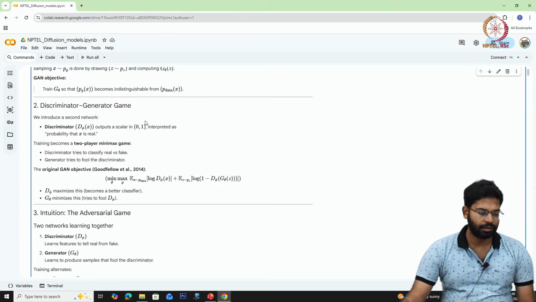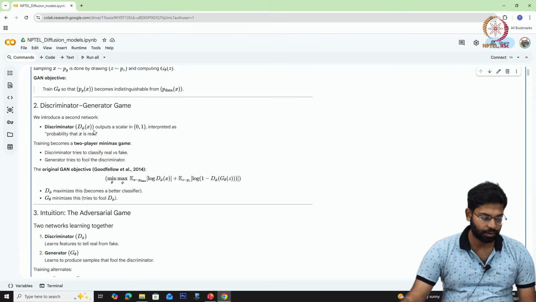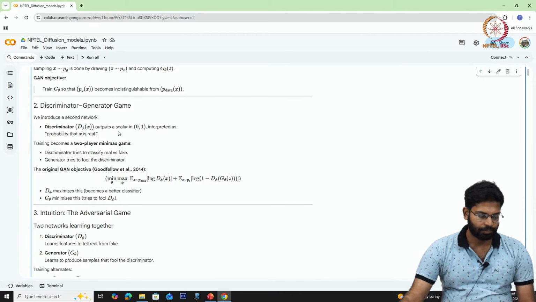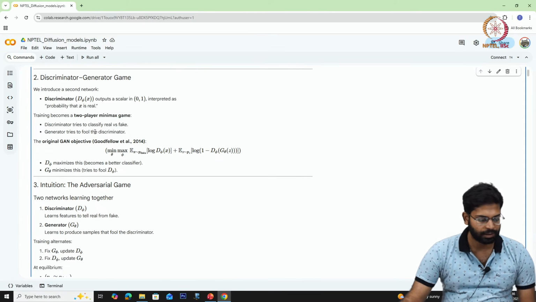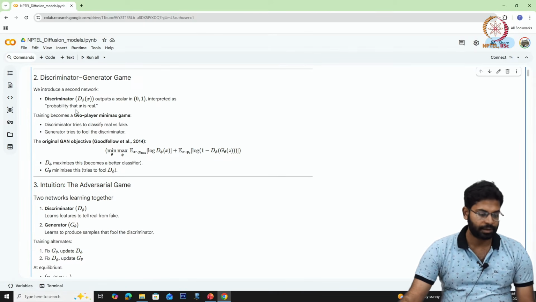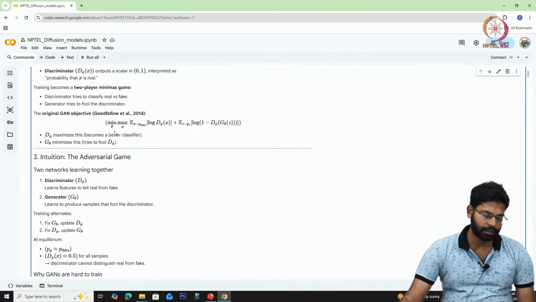It should create a discriminator-generator game. We introduce a second network, the discriminator, called D phi(X), which outputs a scalar between 0 and 1 and can be interpreted as the probability that X is real. So essentially you want to make a discriminator that is not able to distinguish generated data from real data. So the training becomes a two-player min-max game. The discriminator tries to classify real versus fake and the generator tries to fool the discriminator.